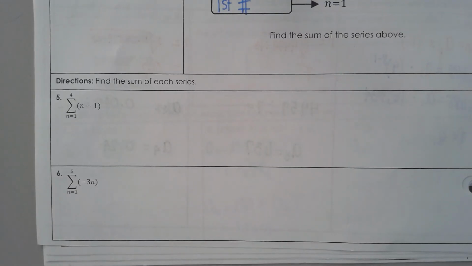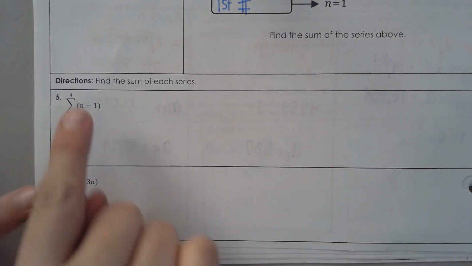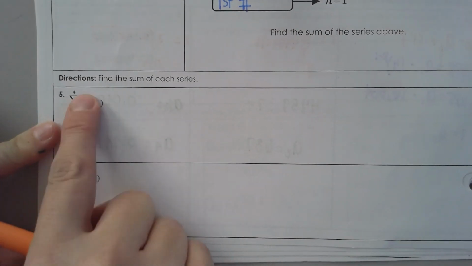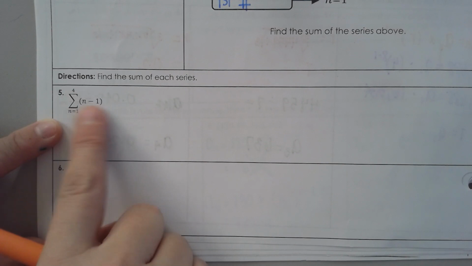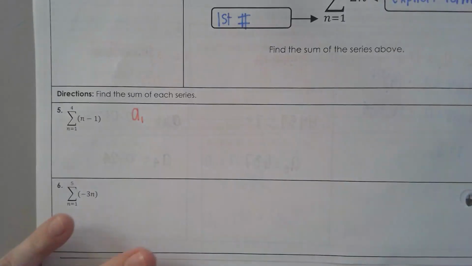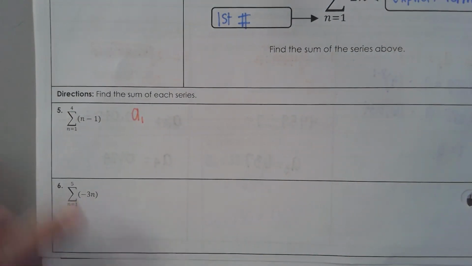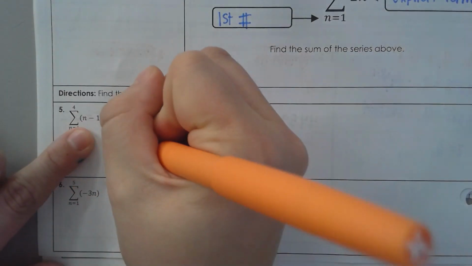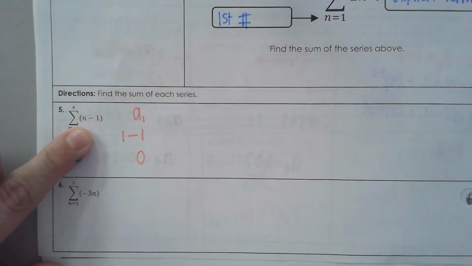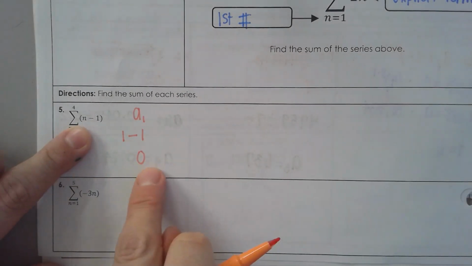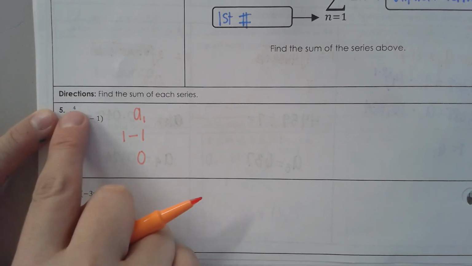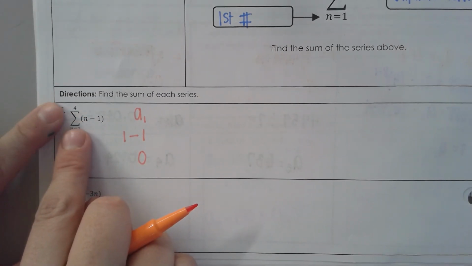So how this works is we are going to find A1 through A4 with this formula, and then we're going to add them all together. So A1 would be, if I plug in a 1 for n, I get 1 minus 1, which is 0. So my first term in the sequence is 0. Once I get all 4, then I'm going to find the sum. I'm going to add them together.